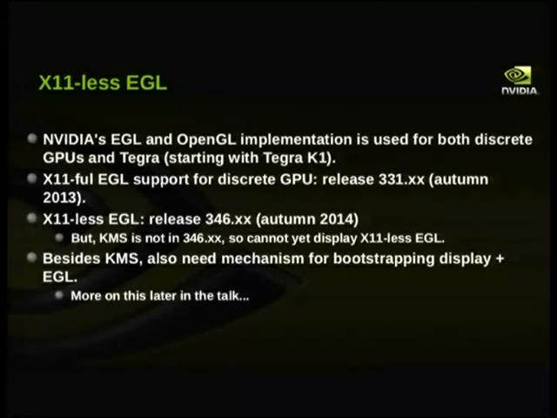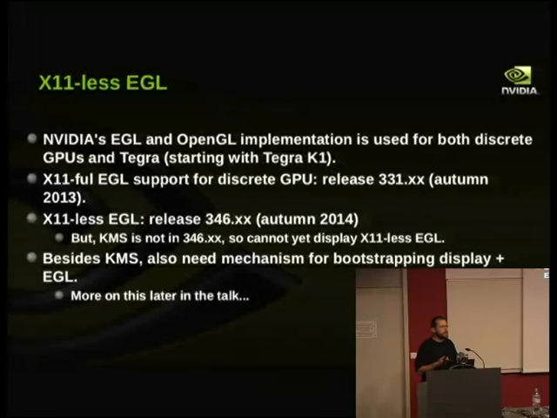So the next piece, of course, that we need is an EGL implementation that runs outside of X Windows. It may be worth noting that starting with Tegra K1, I think that's the name that we use externally, Tegra K1 uses the same graphics core as our discrete GPUs, and so we're now using the same OpenGL implementation and EGL implementation between our discrete GPUs and Tegra.